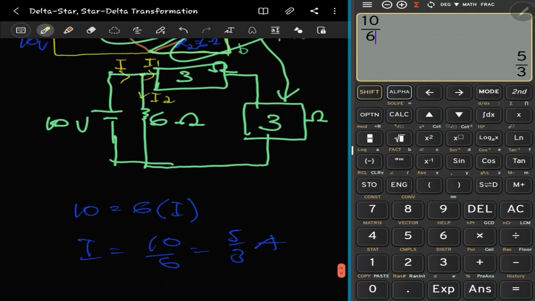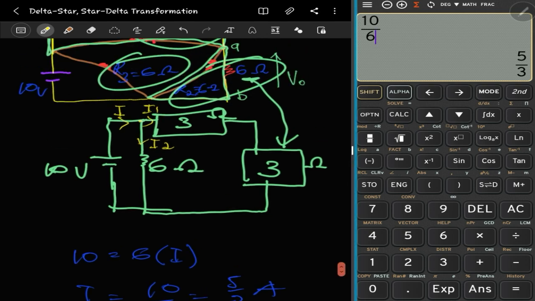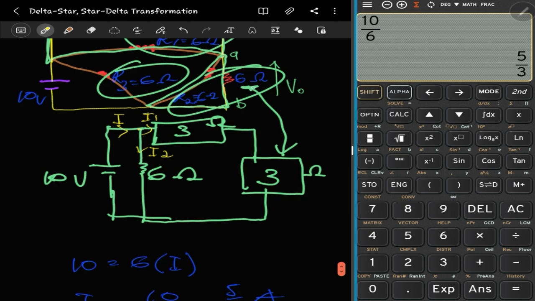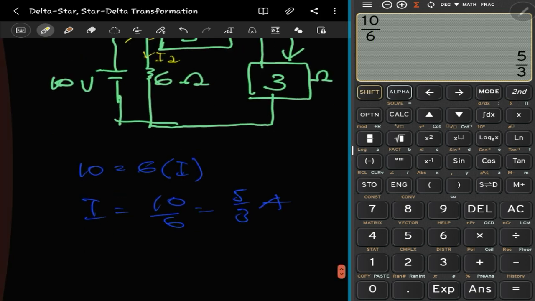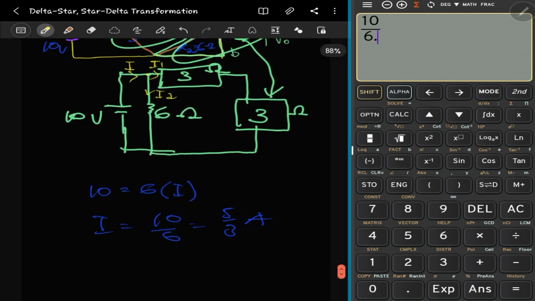So current division. When we're able to find the current, we're able to find what's happening to this 3. And when we're able to find what happens to this 3, we're able to find what's happening to this 6. That is our initial interest, right? So this is how we do it. To find I1, because I1 is the one going to what we are looking for. So I1, right? Let's clean this up.